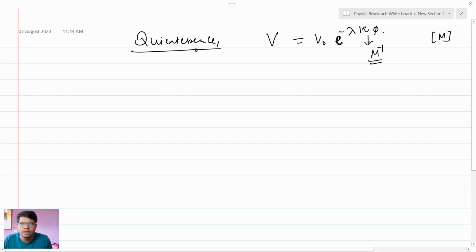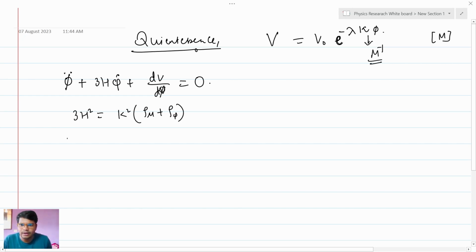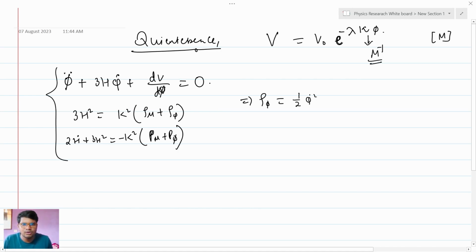Now for the quintessence, if you have already worked it out, the field equation you get is phi double dot plus 3H phi dot plus dV over d phi is equal to 0. And over here we have 3H square equals kappa square times rho m plus rho phi, and 2H dot plus 3H square equals minus kappa square times Pm plus P phi. If you don't know how we got this, I have made a video, and you can see my previous videos for how we got it. Now rho phi comes out to be one half phi dot square plus V phi, and P phi is equal to half phi dot square minus V phi.